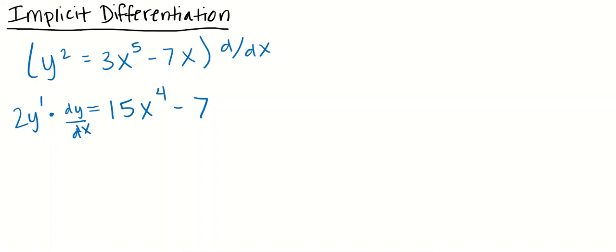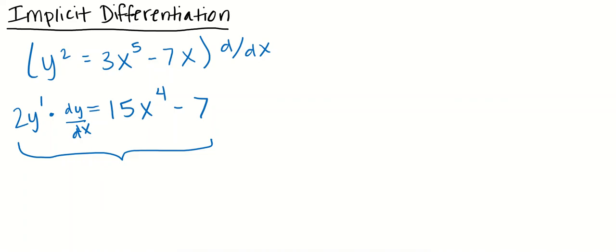And our end goal, usually on the AP test, is to write dy/dx on one side and everything else on the other side. So while what we have here is correct, this is the derivative of what we started with, it's not in the final form. So the AP test will usually want you to have dy/dx by itself on one side and everything else on the other side.